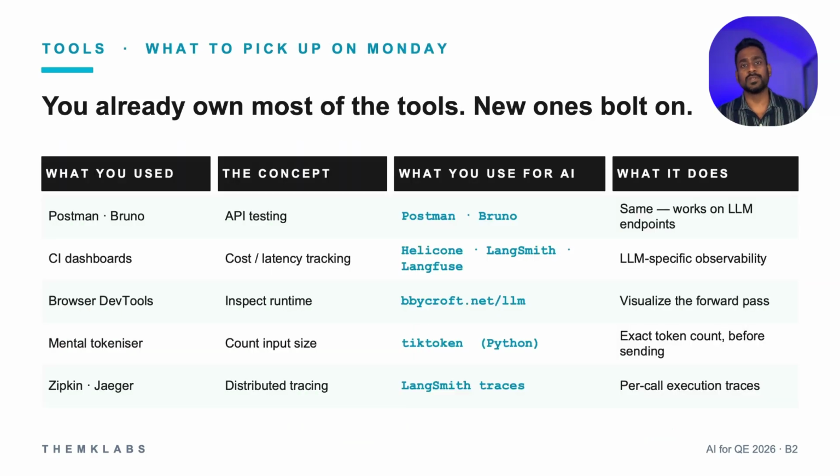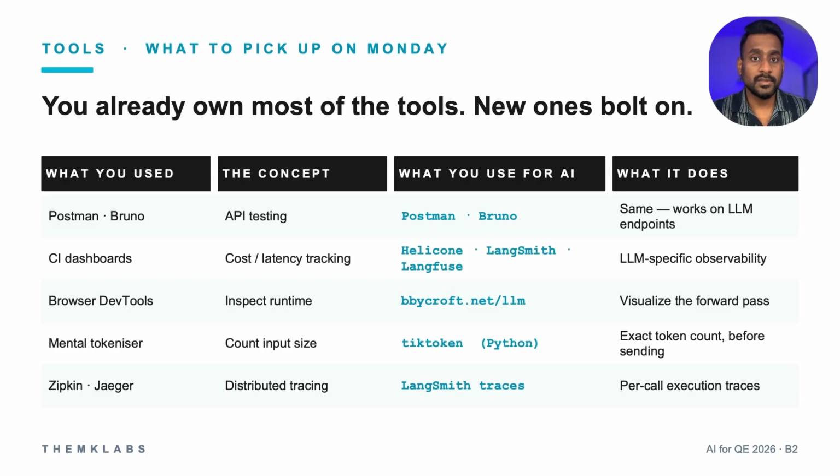Now let's talk tools. What do you actually pick up on Monday, right? Here's the reassuring part. You already own most of them, in the 5 rows. So look at Postman or Bruno, same tool. It works on LLM endpoints right out of the box. Your CI dashboards for cost and latency, bolt on Helicone and LangSmith or Langfuse for LLM-specific observability and monitoring. Browser DevTools for inspecting runtime. The LLM equivalent is BertViz, to actually see the forward pass.